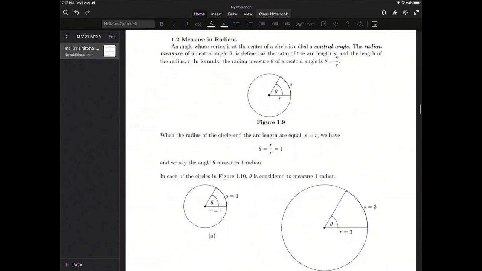Okay, so the measurement of angles in radians. Again, it's just a different way of measuring. It's a different type of units for measurement of angles. So one radian corresponds to something related to a circle.